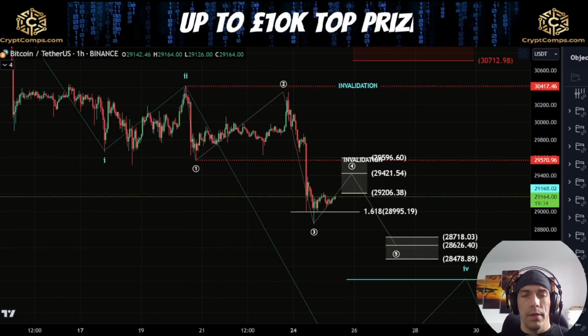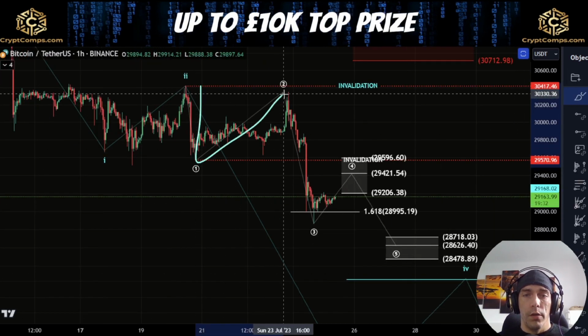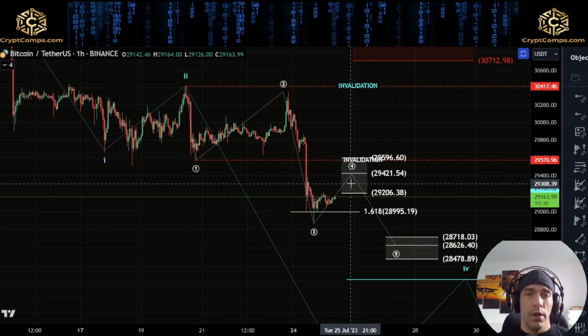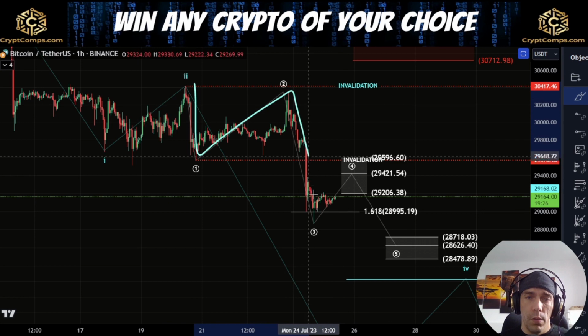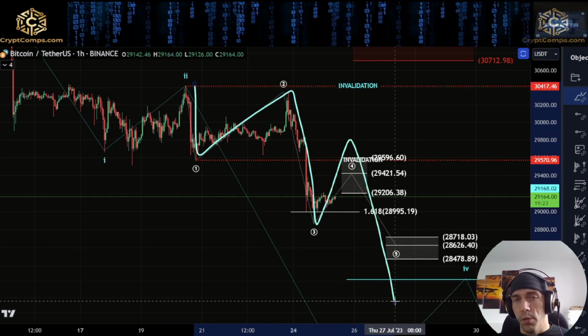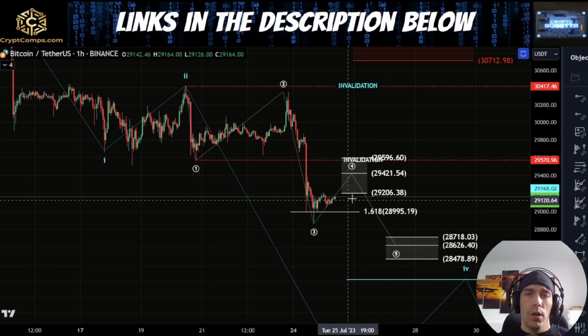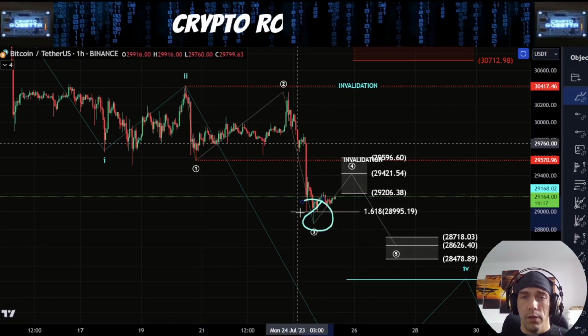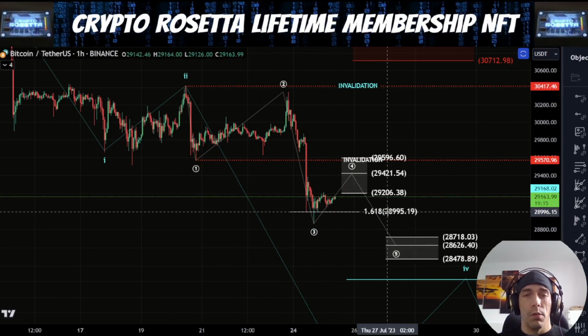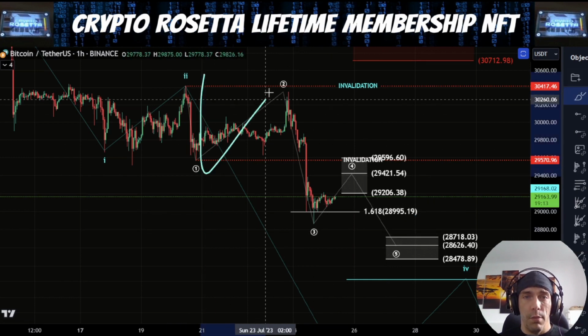Now, if we push back above this 29,570, this would invalidate the potential of this being 1, 2, 3, 4, and 5, in which case what we could then see here is that either this could become 1, 2, 1, 2, and then we look to break to the downside from there. Or alternatively, this could actually just be A, B, and C, and we've just hit this rare target of this 1.618. So we're going to go over that idea that this could just be an ABC in a minute.